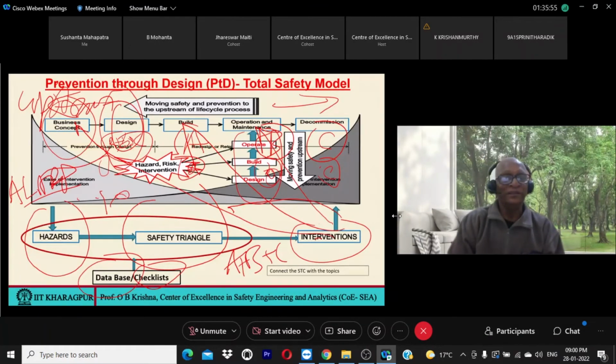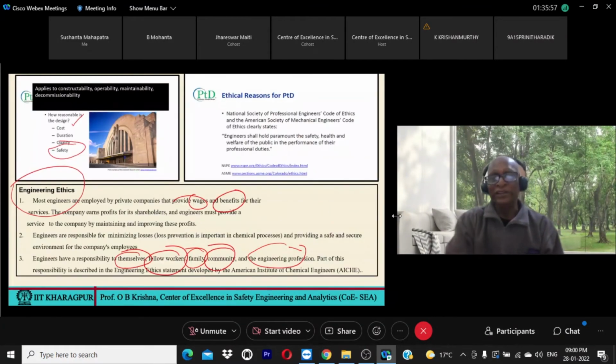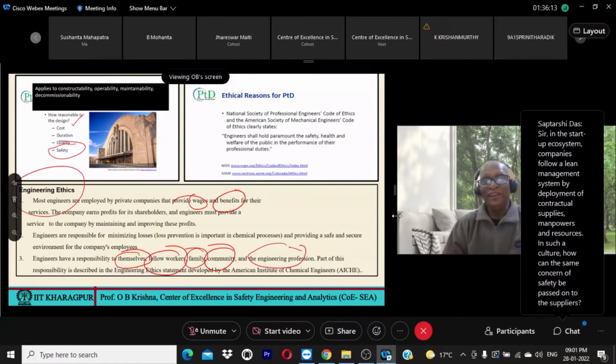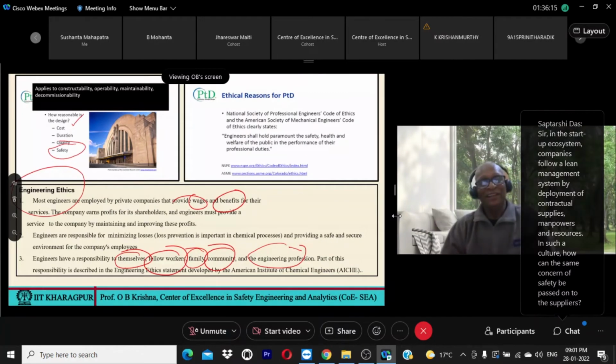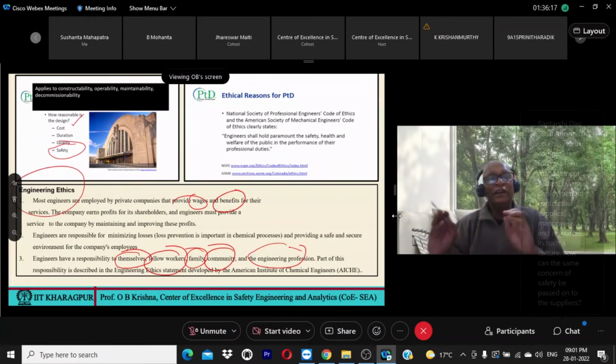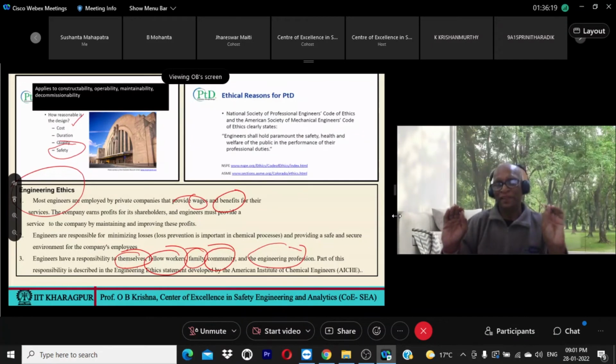I'll take another 2 minutes. Not only that, I want to conclude by telling you one thing. Prevention through design means you should look at the constructability, operability, maintainability, decommissionability. In very, very simple terms.